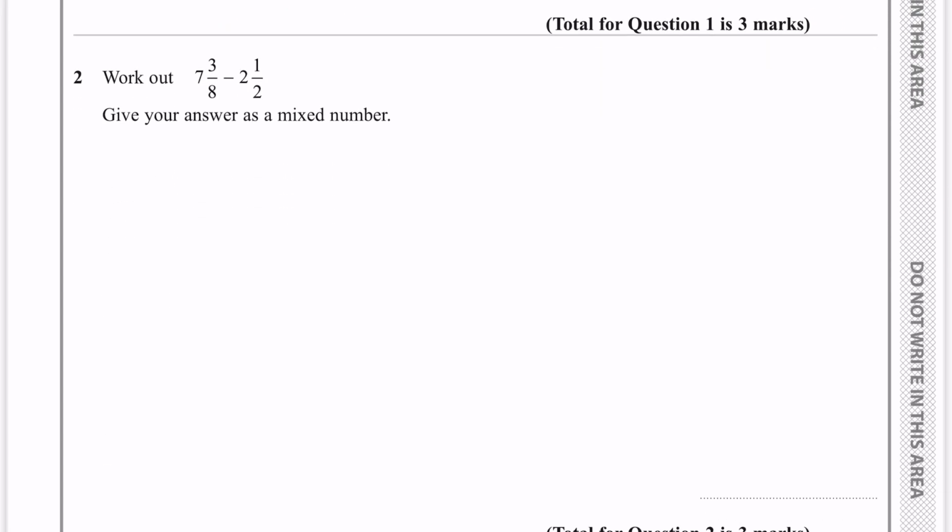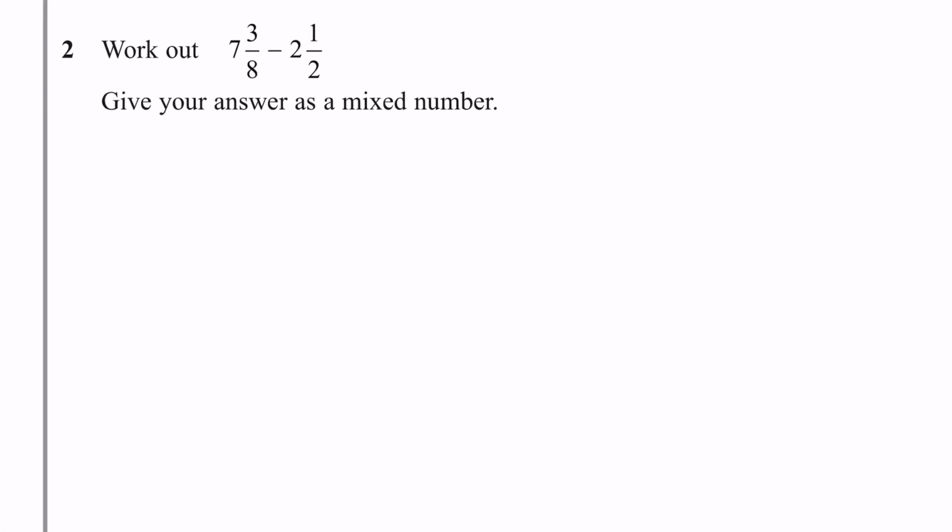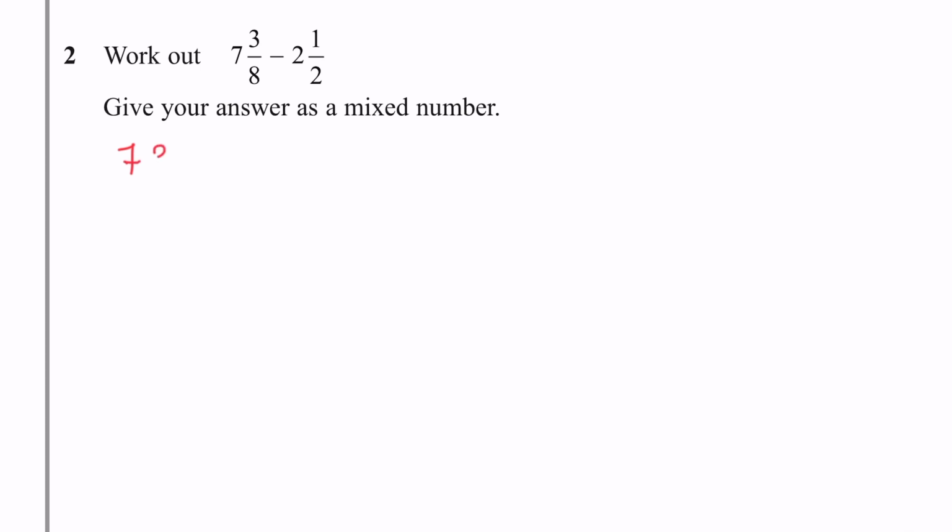Right, move on to the next question. It's subtracting mixed numbers. So you have to give your answer as a mixed number at the end. All right, first let's convert the mixed numbers into improper fractions. So we start with 7 and 3 eighths. To convert it, you have to do 7 times 8 is 56. Then 56 plus 3 is 59. So the mixed number will be converted into an improper fraction, which will now be 59 over 8.